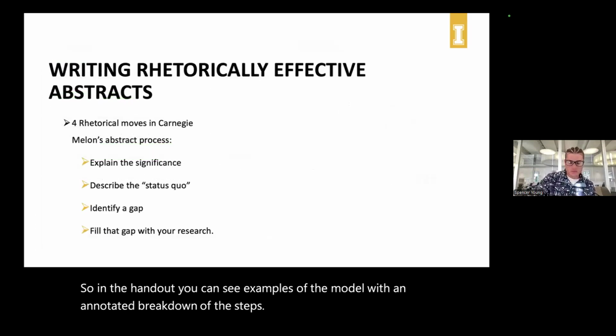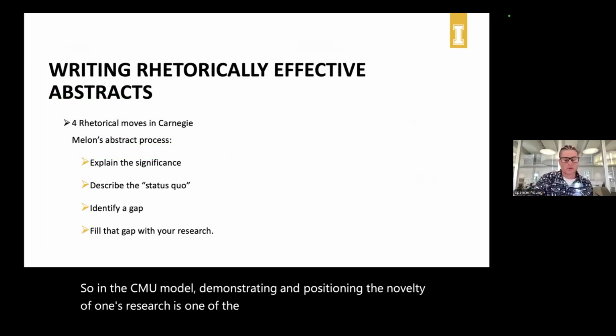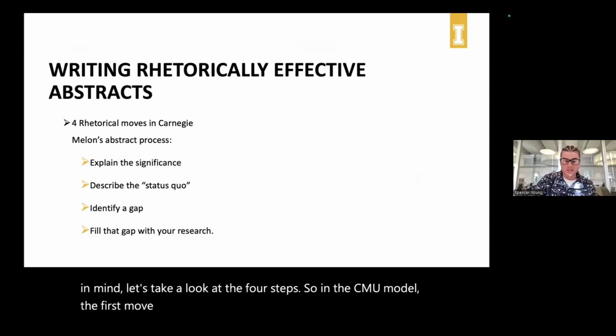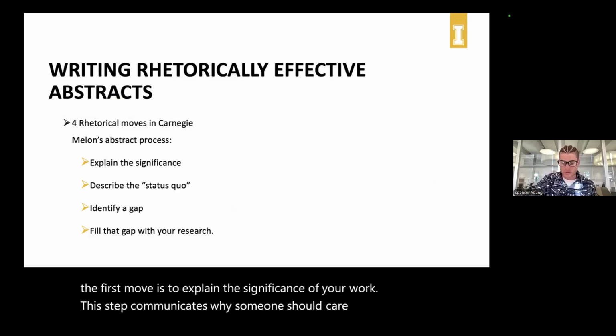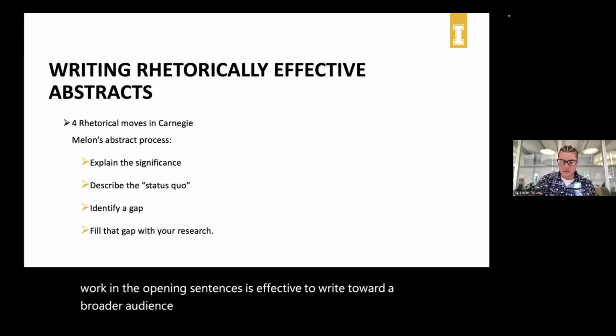So in the CMU model, demonstrating and positioning the novelty of one's research is one of the key rhetorical outcomes. With that in mind, let's take a look at the 4 steps. So in the CMU model, the first move is to explain the significance of your work. This step communicates why someone should care about your work. In the opening sentences, it is effective to write toward a broader audience that is interested to know why this work is important.